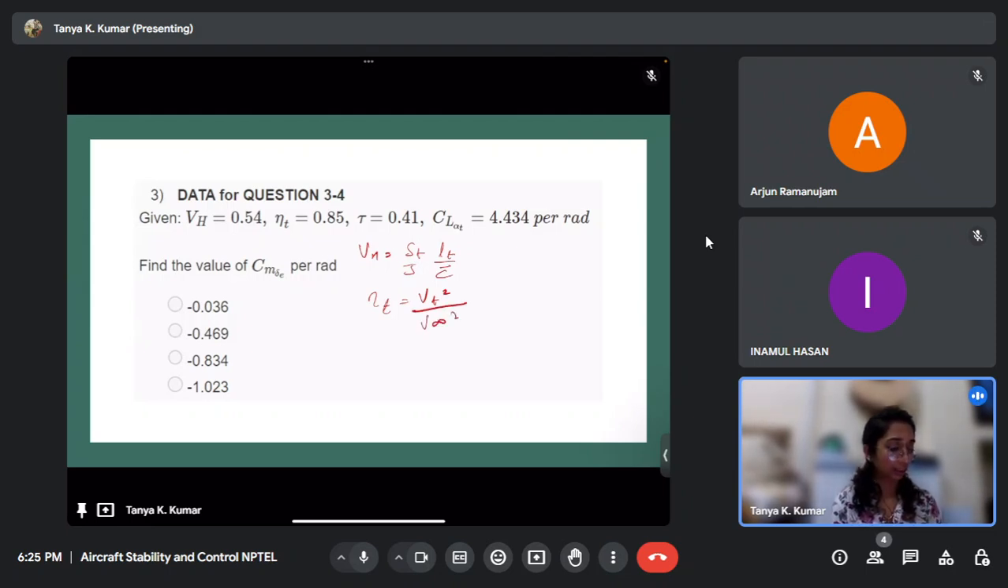If you know tau, they give you Cl alpha tail. Find the value of Cm delta E per radian. So it's a direct substitution of the formula. The formula is Cm delta E is minus eta VH Cl alpha tail tau. So that's minus 0.85 into VH is 0.54 into Cl alpha tail is 4.434 into 0.48 into 0.41. So how much is this value?